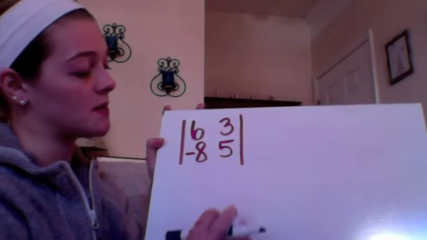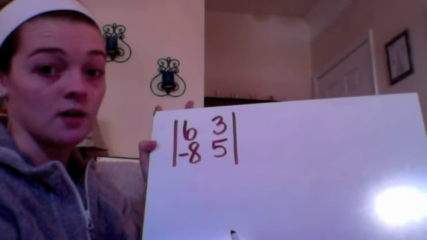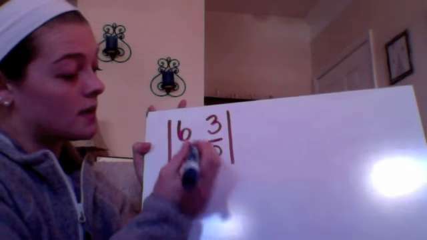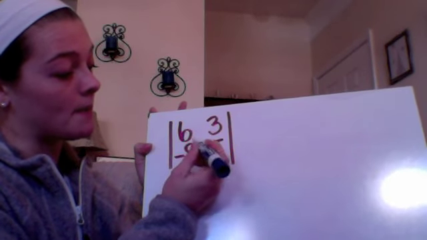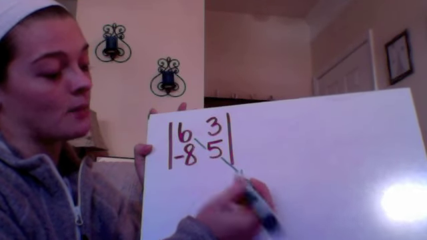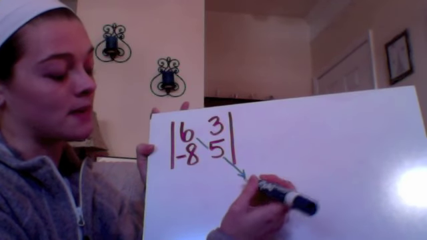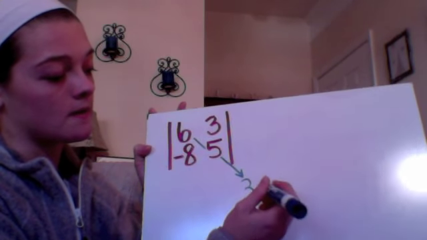Alright, so first we'll start with a 2 by 2. To calculate the determinant of a 2 by 2 matrix, you're going to do something like this. You're going to take the top corner number and multiply it by the downward diagonal of the bottom corner number. The 6 and the 5 multiply to be 30.